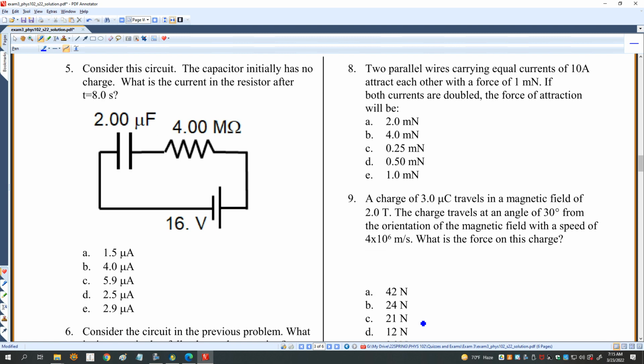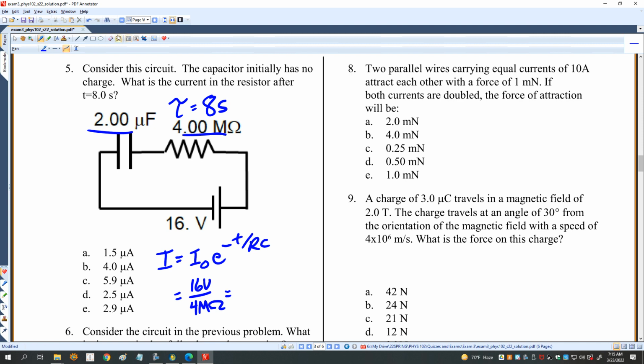What is the current in the resistor after t equals 8 seconds? Notice here that tau is equal to 8 seconds. That's R times C, the same circuit we had in the free response, by the way. I want to know the current. I is equal to I naught e to the minus t over RC. I naught is going to be 16 volts divided by 4 mega ohms, or that would be 4 microamps, times e to the minus 8 over 8.